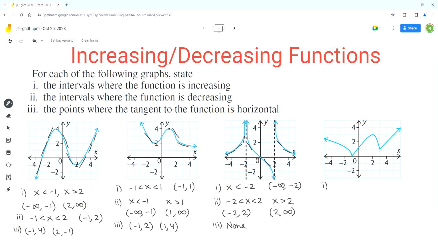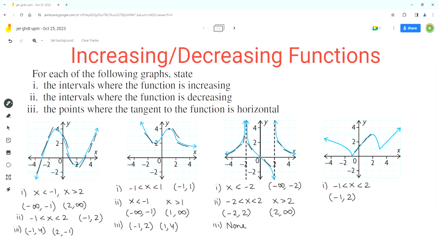So we'll start with the interval where the function is increasing. So the part of the curve where the function is increasing is between x equals -1 and x equals 2, because in this part all tangents drawn to this curve will have a positive slope. So the first interval is x is greater than -1 and less than 2. In the interval notation, this can be written as (-1, 2).